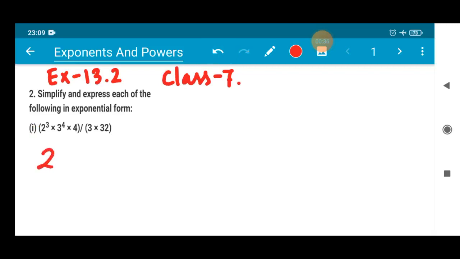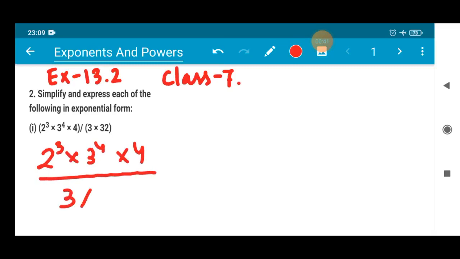So the question is 2 cube into 3 to the power 4 into 4 divided by 3 into 32. You can see here the two numbers, 4 and 32, are not expressed in exponential form. In order to express them in exponential form, these numbers are larger, that is, they are composite numbers. Composite number means having more than 2 factors, right? The base 2 and the base 3 are prime numbers, having 2 factors only, that is 1 and the number itself.